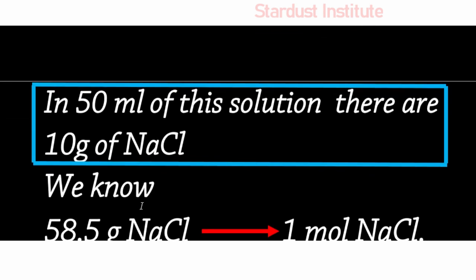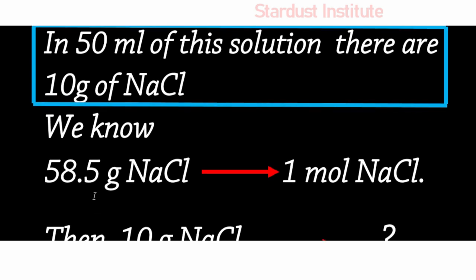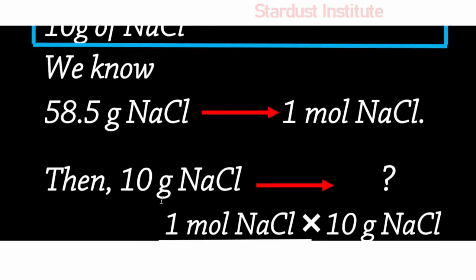We know the molar mass of sodium chloride: sodium 23, chlorine 35.5, which is 58.5 grams. In 58.5 grams of sodium chloride, there is 1 mole of sodium chloride. Then in 10 grams of sodium chloride, how many moles of sodium chloride are there?